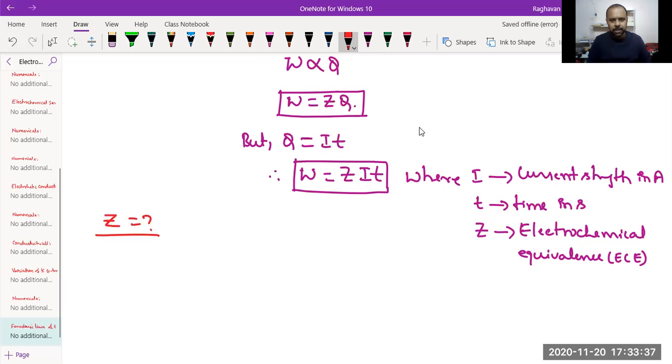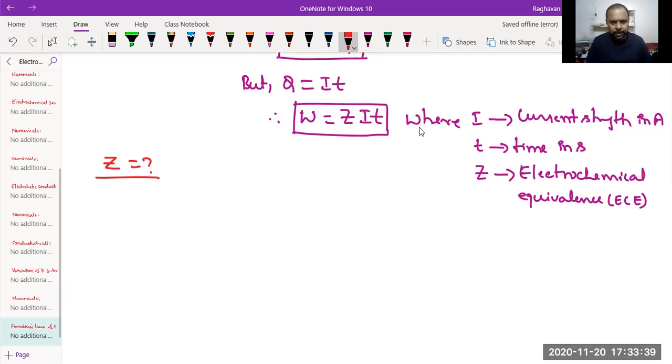So in this equation, if you want to find the meaning of Z, the terms which are associated with Z, I and T, should be made as 1. What do you mean by that? When I is equal to 1 ampere and time T is equal to 1 second, then W is equal to Z.